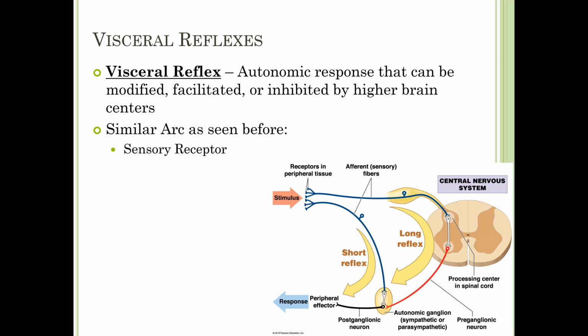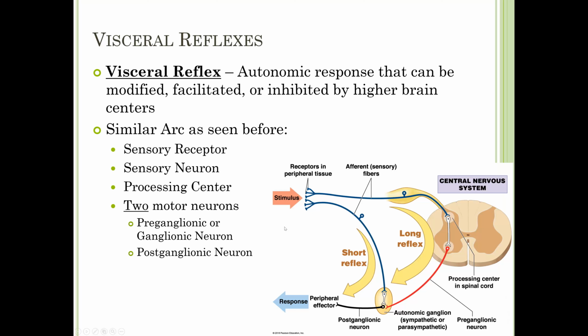The visceral reflexes have a very similar arc as we saw before when we looked at spinal reflexes. So it starts off with some type of sensory receptor in the periphery. Then you get activation of a sensory neuron, also called an afferent neuron. Then it's going to go to a processing center that's going to involve interneurons. And then in the case of the visceral reflexes, because this is the autonomic system, we don't just have one motor neuron, we have two. So we have a preganglionic neuron, and then we have a postganglionic neuron.